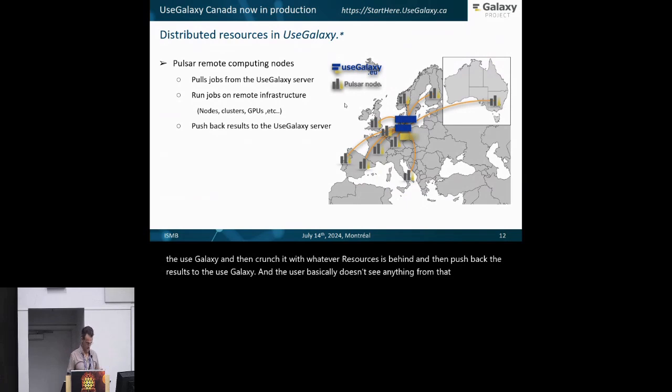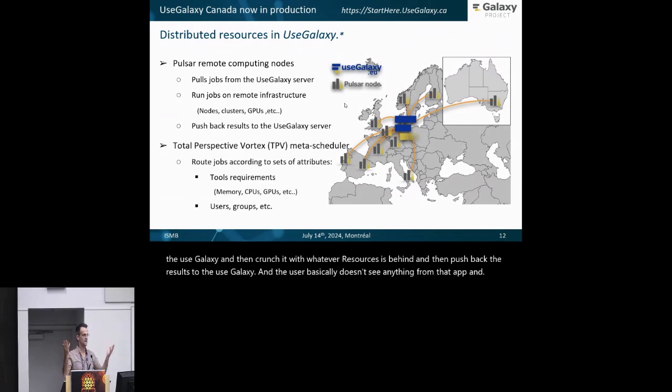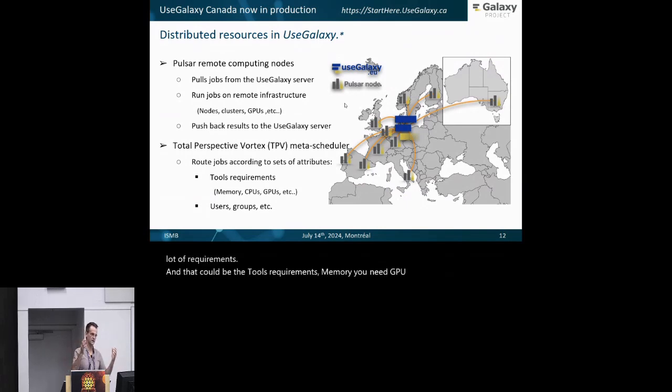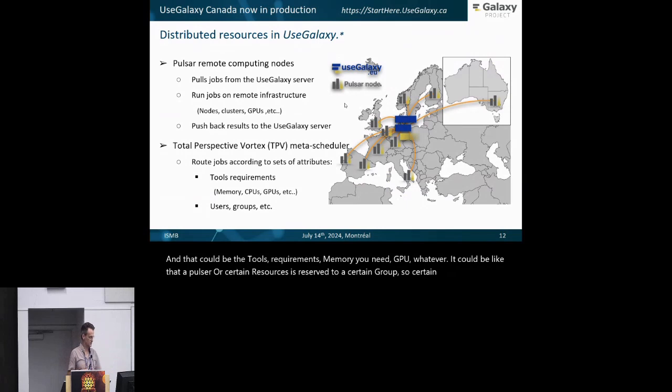To help with that, there's a meta scheduler within UseGalaxy that will route the jobs according to lots of requirements. That could be the tool's requirements, memory, whether you need a GPU, whatever. Or it could be that a pulsar or certain resources are reserved for certain groups or certain users. So lots of attributes can be set, and this makes it a very powerful meta scheduler.